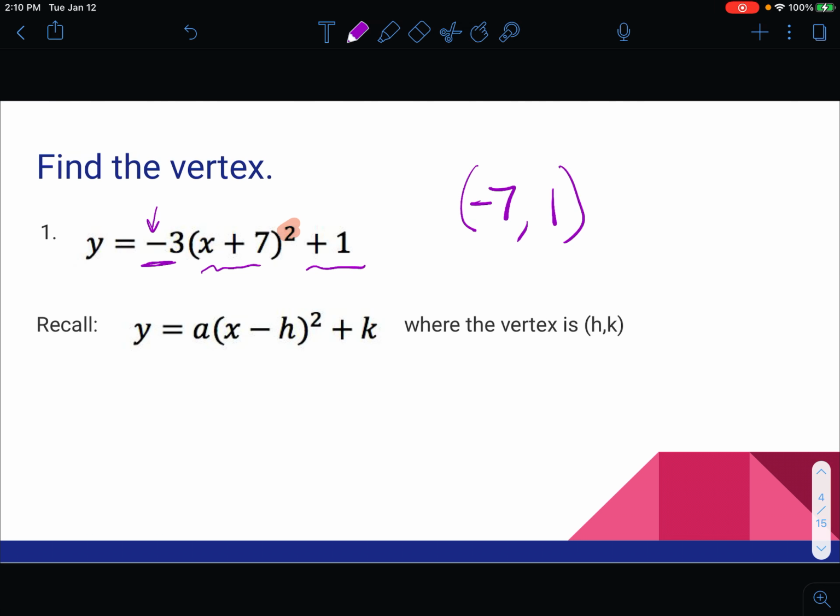So if you're a little bit rusty, here is the equation we want to look at. These are on your flashcards from the beginning of the year with all the different function types as well. And h, k is your vertex.